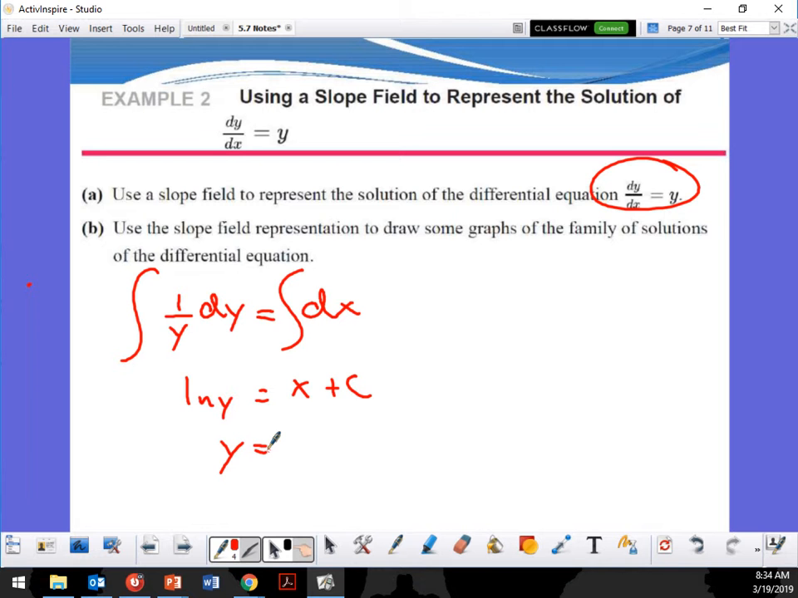So I'm going to show you guys what this is. So e to the x plus c, right? Say yes. Okay, because I'm eing both sides of that. But what does it mean, a plus sign, when I have a plus sign in my exponent?